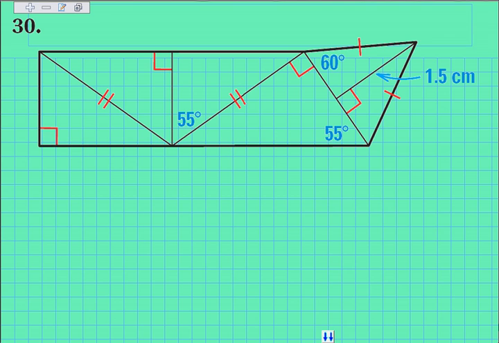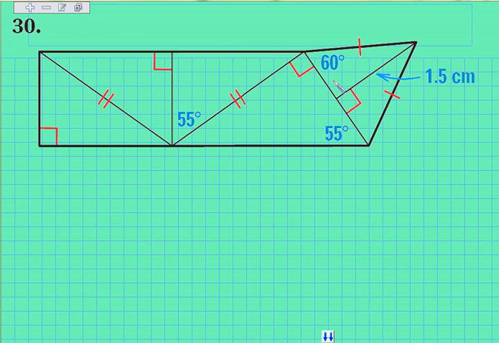The first and most obvious question with this is, where do we begin? The best place to begin is really where we see an angle and a side matched, and that's going to be in this triangle right here. The question asks to find the perimeter of this object. So that means I need to find all of the lengths of these larger black outside lines.